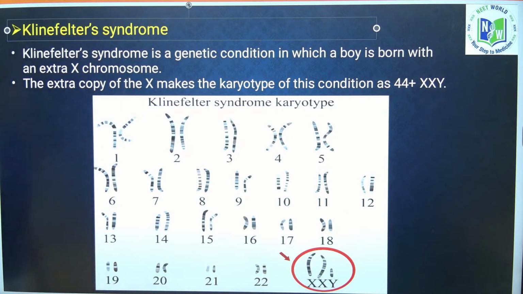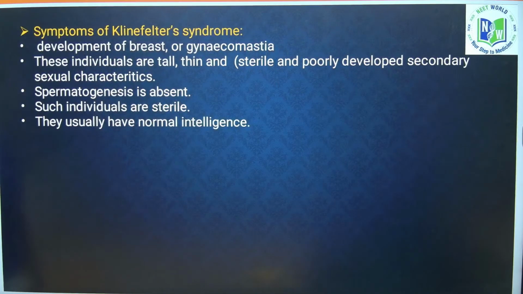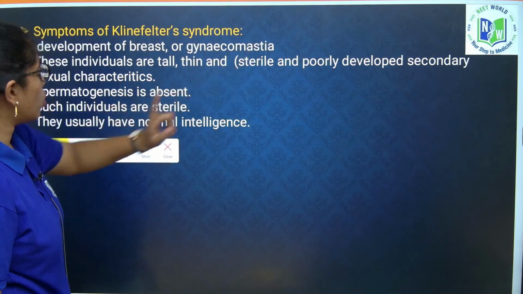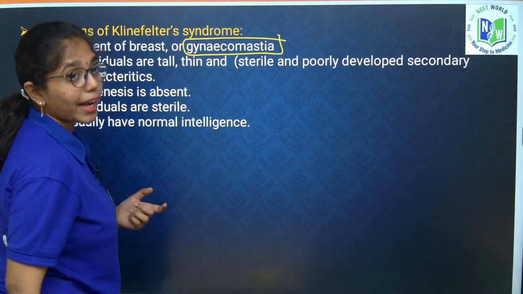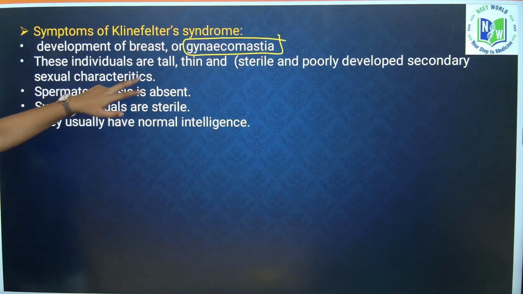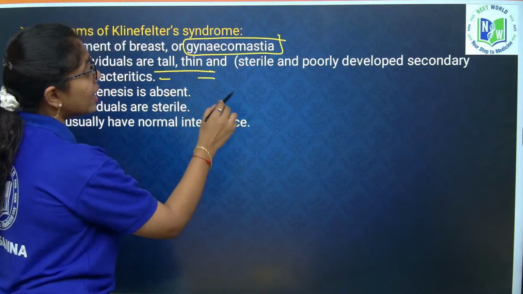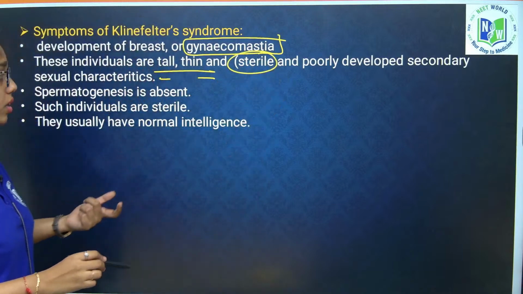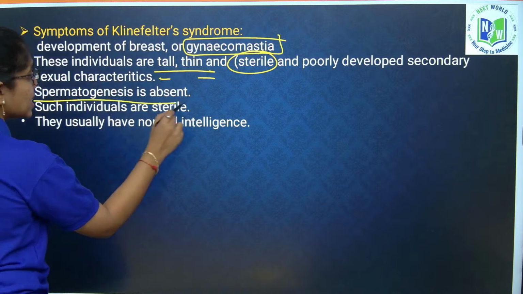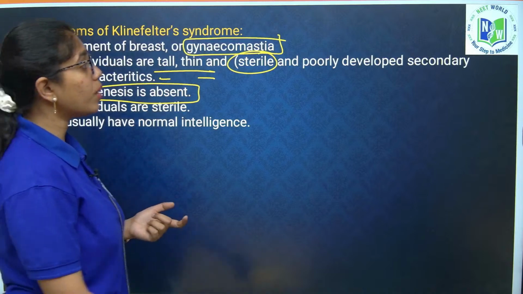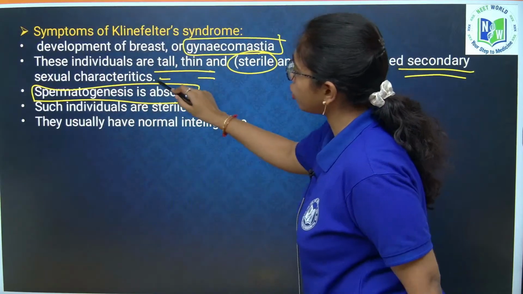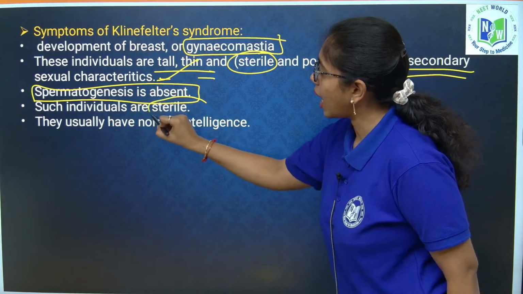the symptoms of Klinefelter syndrome, which include development of breast, which is said to be gynecomastia. The males who are affected with this disease, the breast will be developed, which is called gynecomastia condition, and these individuals are tall and thin. They are sterile and they cannot produce sperm. Spermatogenesis is absent in the males who are affected with Klinefelter syndrome, and they cannot develop the secondary sexual characters of males, and such individuals are sterile.